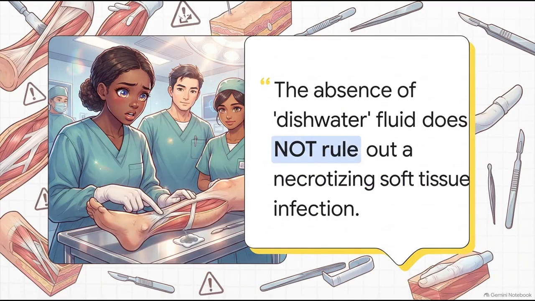Now, we're all familiar with performing a small bedside incision to look for that classic gray, foul-smelling dishwater fluid, right? Or doing a sweep test to see if the fascia just separates easily with a sterile finger. But here's the trap. According to national surgical standards, the absence of these signs absolutely does not rule out a necrotizing infection. You simply cannot rely on a negative bedside sweep to comfortably send a patient home or delay definitive care. Early signs can be incredibly subtle, and false reassurance here can literally be deadly.